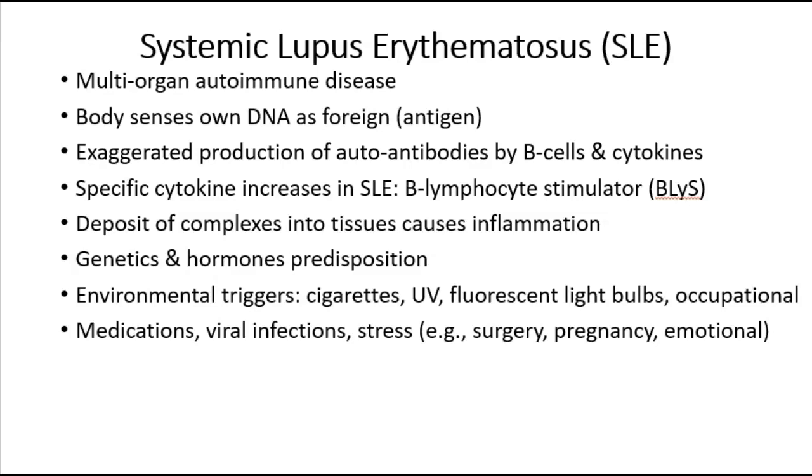It basically has an unpredictable course. 1.5 million people have it in the United States. 90% of the patients are women, aged 15 to 45 years old. It can range from a pretty mild disorder to rapidly progressing fatal issues.